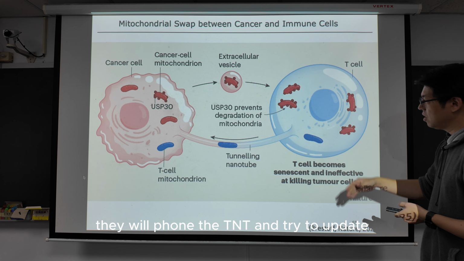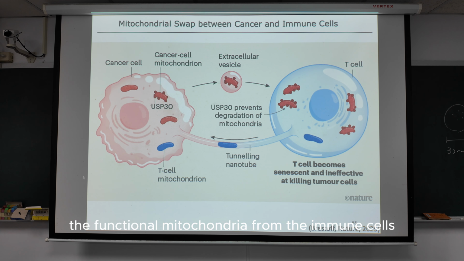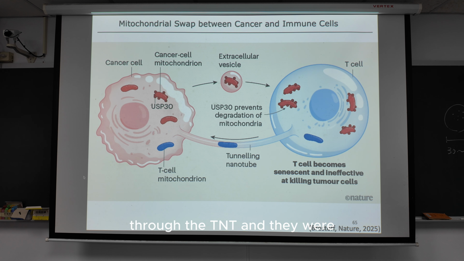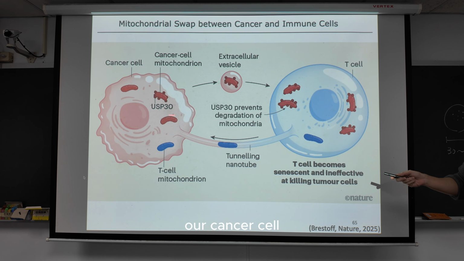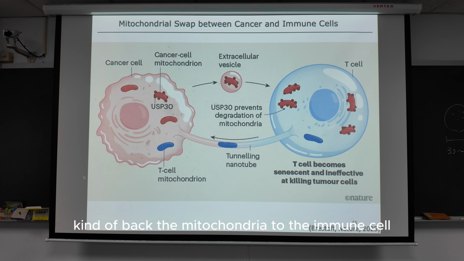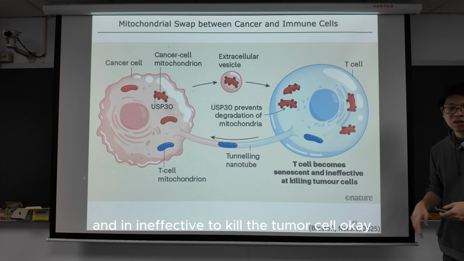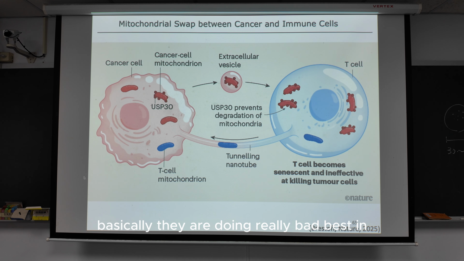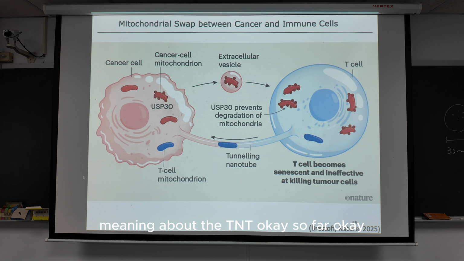They will form the TNT and try to take up the functional mitochondria from the immune cells through the TNT. Inside the cancer cell, they will modify those mitochondria, making them damaged, and release them back to the immune cell. So the immune cell will become senescent, become old, and ineffective at killing the tumor cell. Basically, they are doing really bad things. They are not good guys. I don't see any good meaning about the TNT so far.